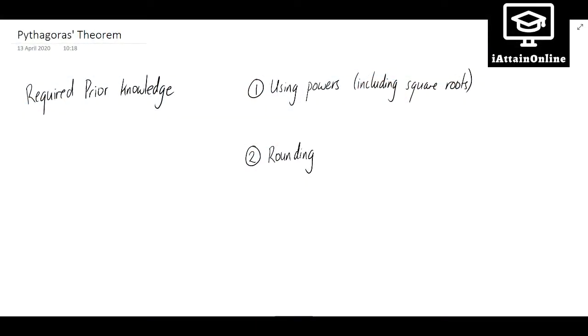So let's have a look at what you need to be comfortable with in order to answer these sorts of questions. So you need to be able to use powers. So, for example, 3 to the power of 2, 3 squared. You also need to be able to do square roots of numbers. So, for example, the square root of 25, which is 5. Rounding to a given number of decimal places is important as well.